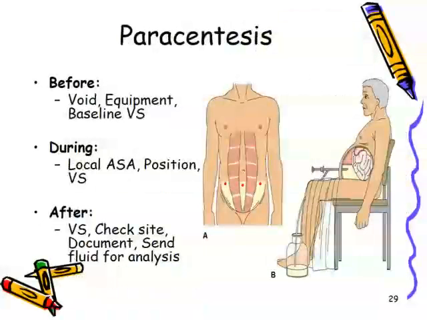Another procedure that may be done just to relieve all that pressure in the abdomen from the ascites is a paracentesis procedure. We always want to get a set of baseline vital signs before the procedure. Depending on how much fluid is taken off of the abdominal cavity, that patient can go into hypovolemic shock. At one particular sitting, that patient could have up to 4 to 6 liters of fluid taken off of the abdominal cavity, which would be a huge amount.